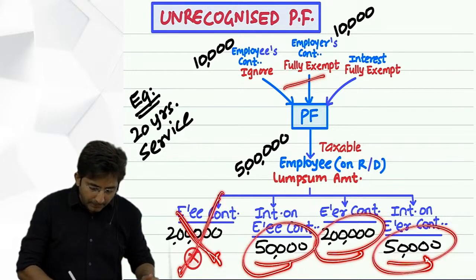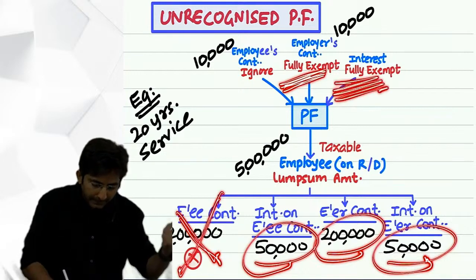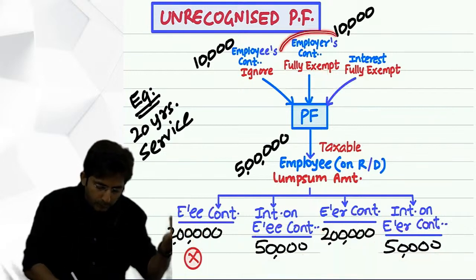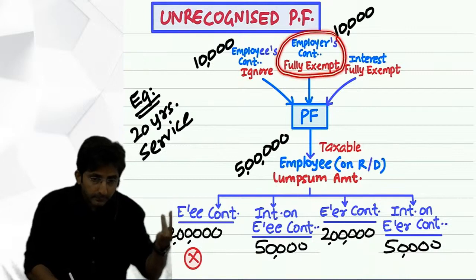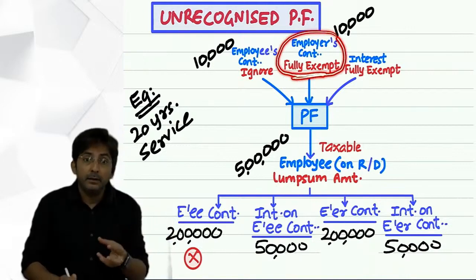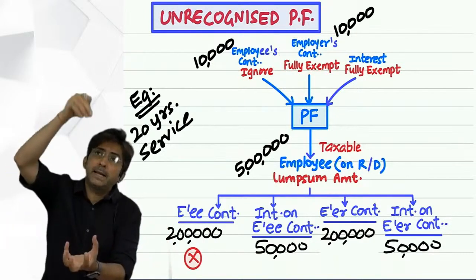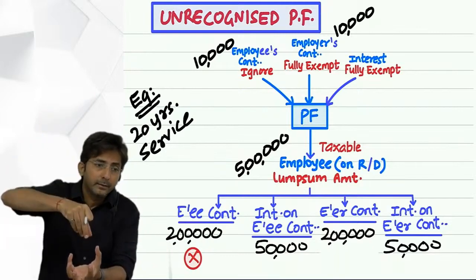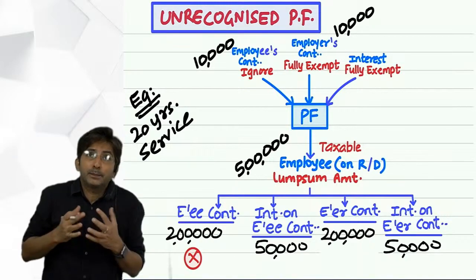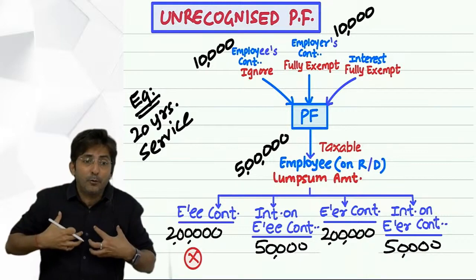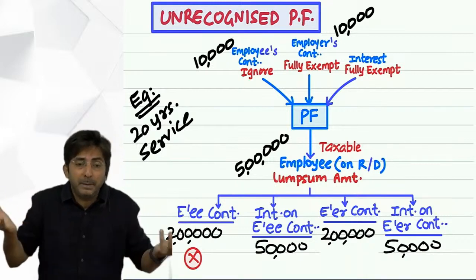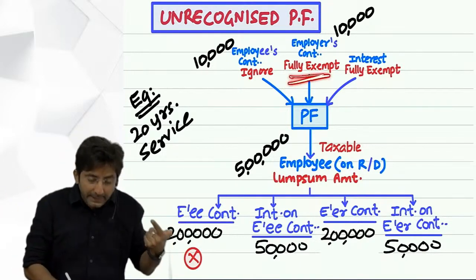Because they were exempt earlier. See, what had happened to the employer's contribution? It was fully exempt. When? During the service. Every year when the employer was contributing, the employee was feeling happy: yes, my boss is accumulating something for me. But on that happiness, you didn't pay the tax. It was always fully exempt.